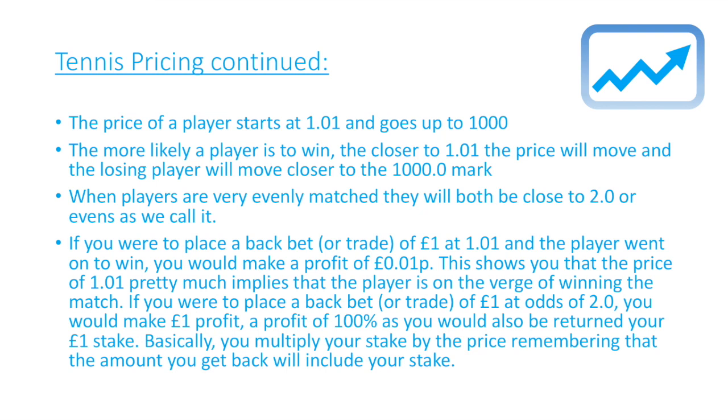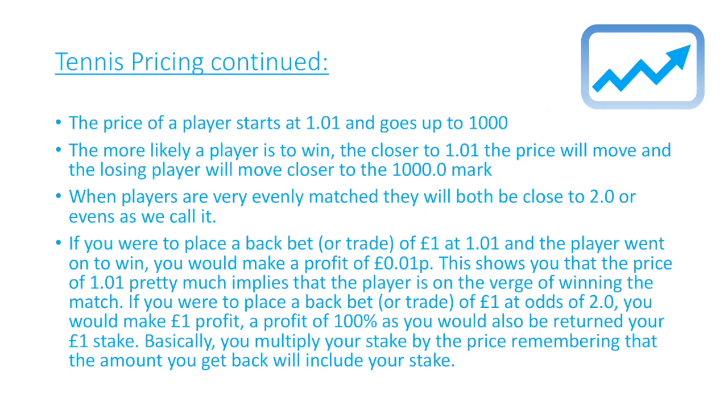And so now if we have a look specifically at tennis pricing, again, I know most of you guys doing this course will know how tennis pricing works, but just to ensure we're all singing from the same hymn sheet, I'll just go through some basics of tennis pricing. So the price of a player starts at 1.01 and goes up to 1,000. The more likely a player is to win, the closer to 1.01 the price will move, and the losing player will move closer to the 1,000.0 mark. Now, when players are very evenly matched, they will both be close to 2.0, or evens as we call it.